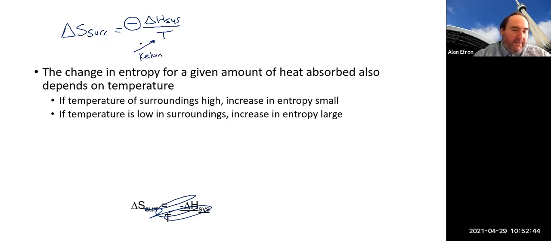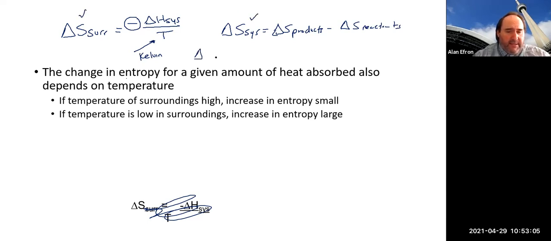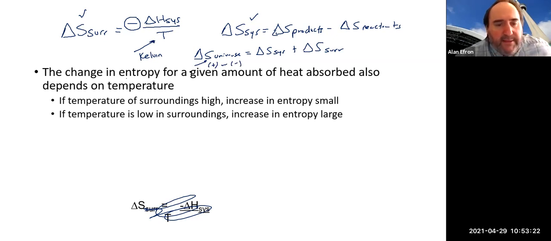And using our surroundings calculation with what we just talked about for our system previously, where we take the delta S of our products minus the delta S of our reactants, we now know how to calculate both things to figure out the delta S of the universe, which again is our delta S of our system plus the delta S of our surroundings. And remember, it is this value being positive or negative which helps us determine whether or not a reaction will be spontaneous. Now, I will give you a cautionary note.